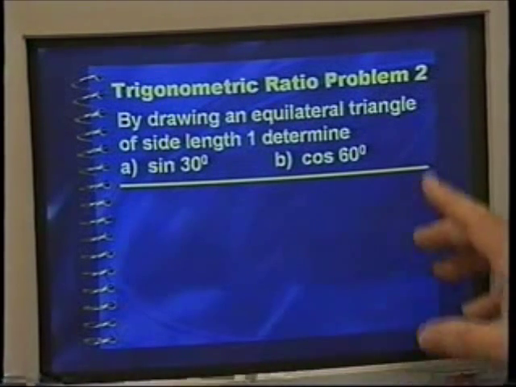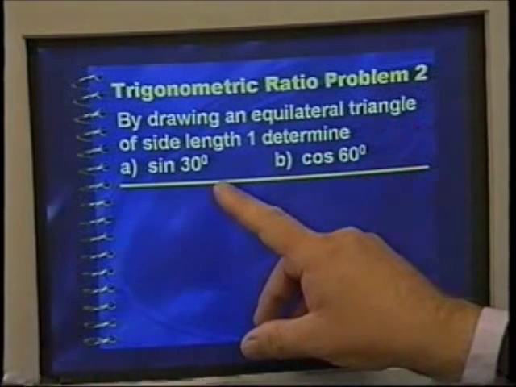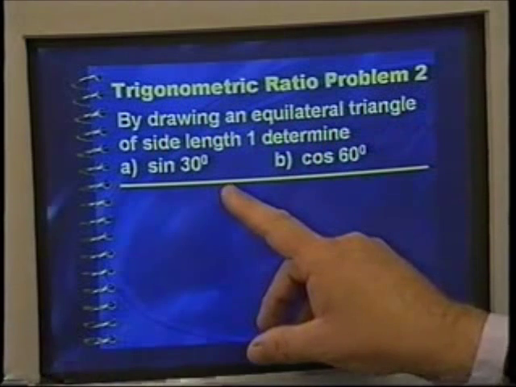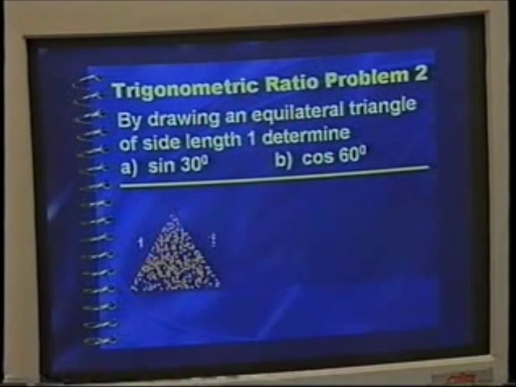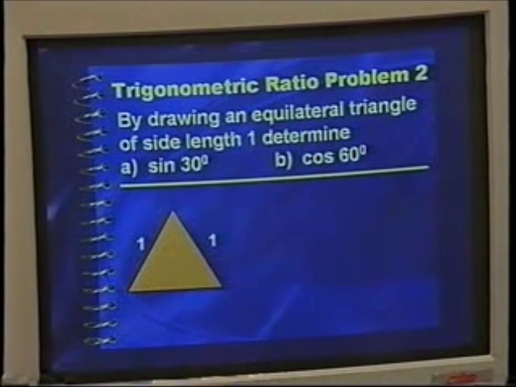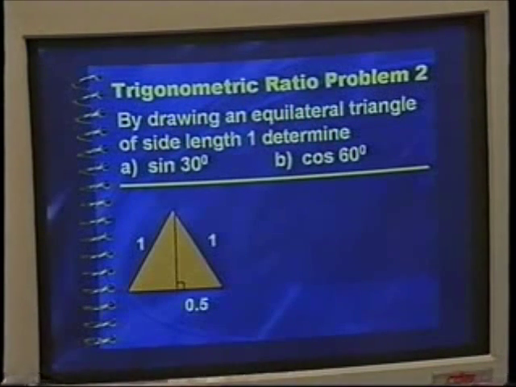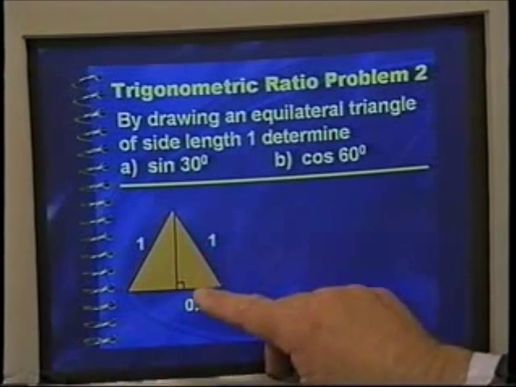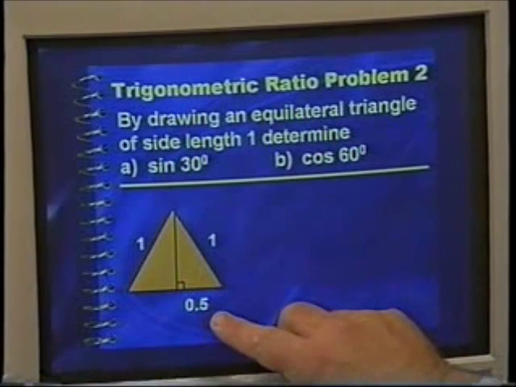Here you're asked to draw an equilateral triangle to determine the exact value of the sine of 30 degrees and the cosine of 60 degrees. Those two actually have exact equivalence. Here I've got the equilateral triangle. I've made those sides 1. And when I draw the perpendicular bisector in this, then that side length there is 0.5.